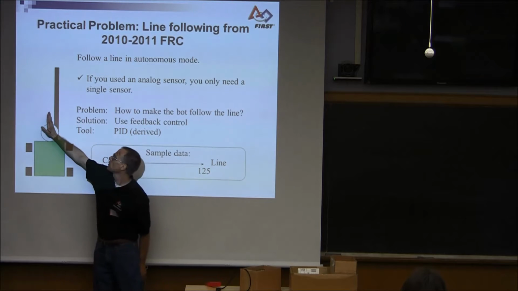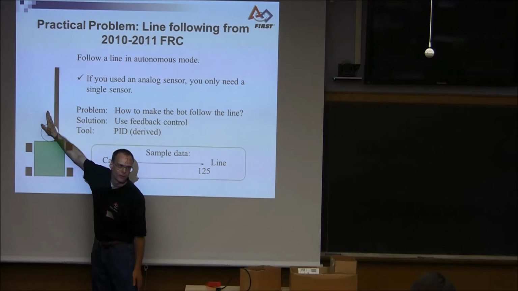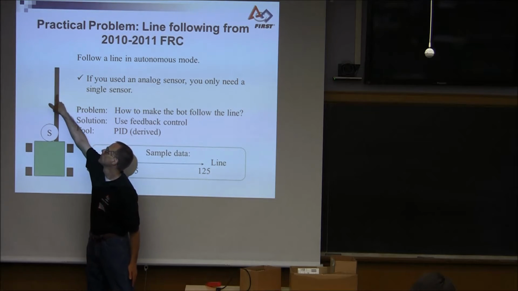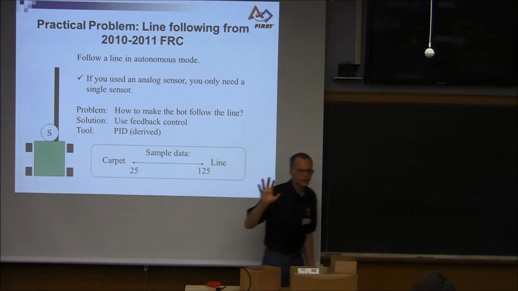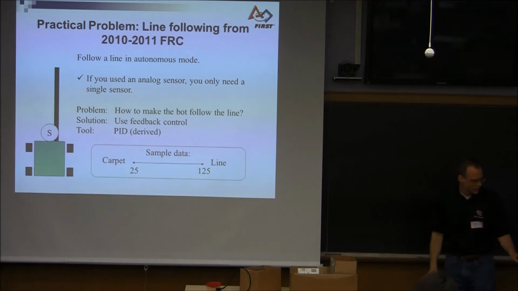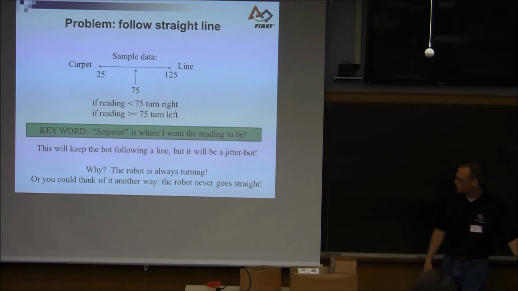And what I want to do is follow that left edge of that line. This is the line. Everybody see that? Okay. And let's say I took some sample data. When I'm completely over the carpet, it's 25, and when I'm completely over the line, 125. So those are my readings.